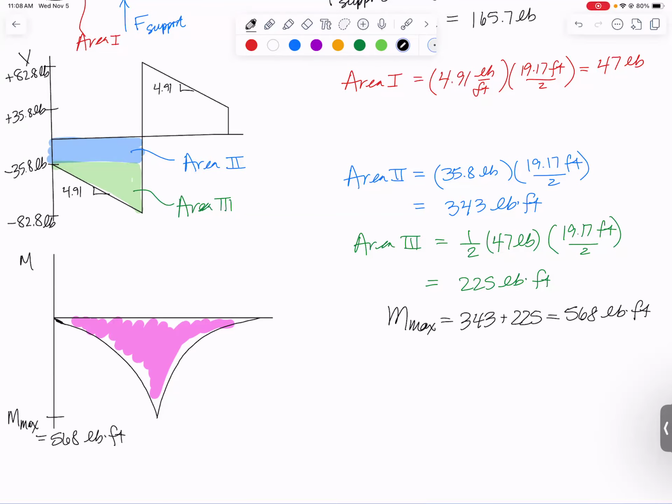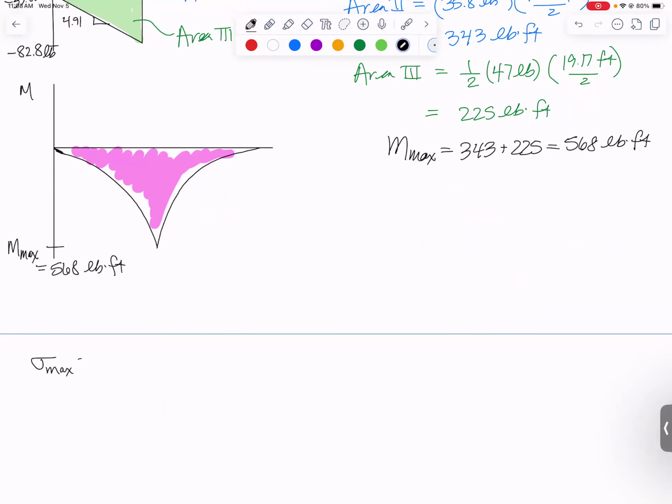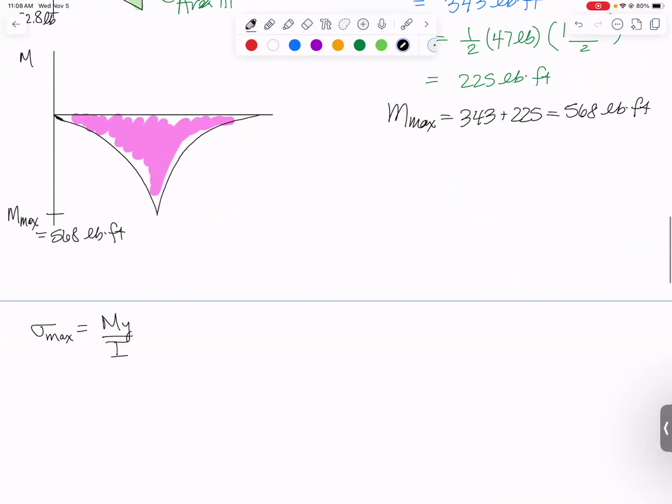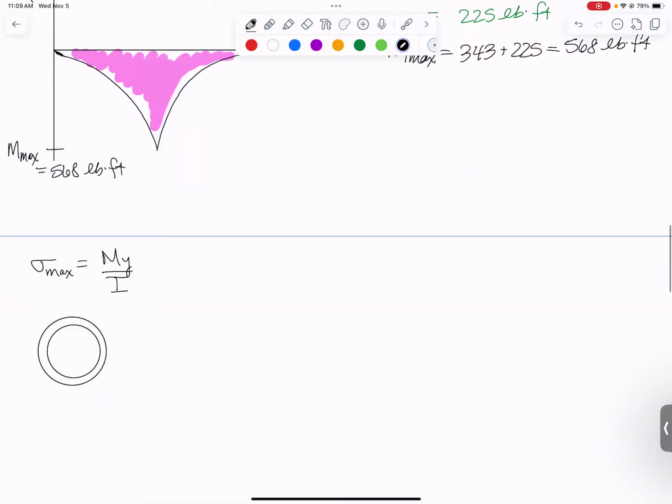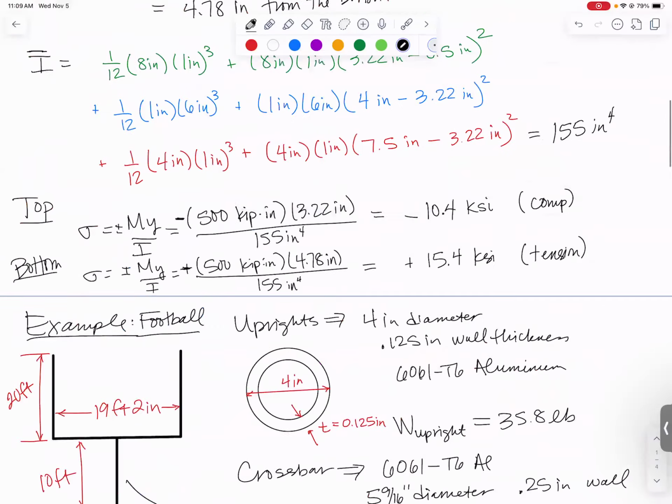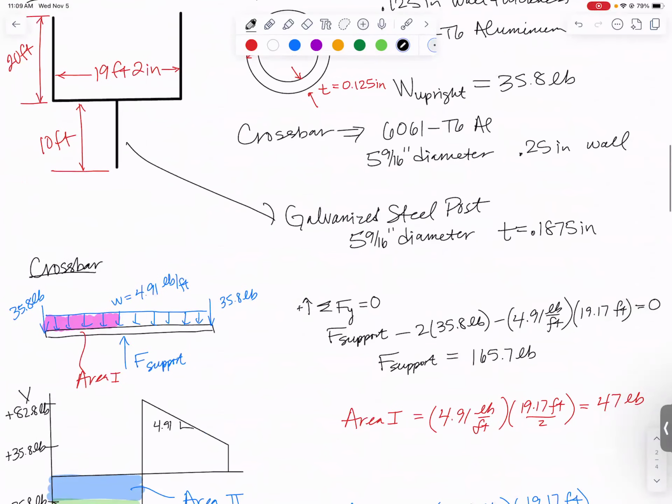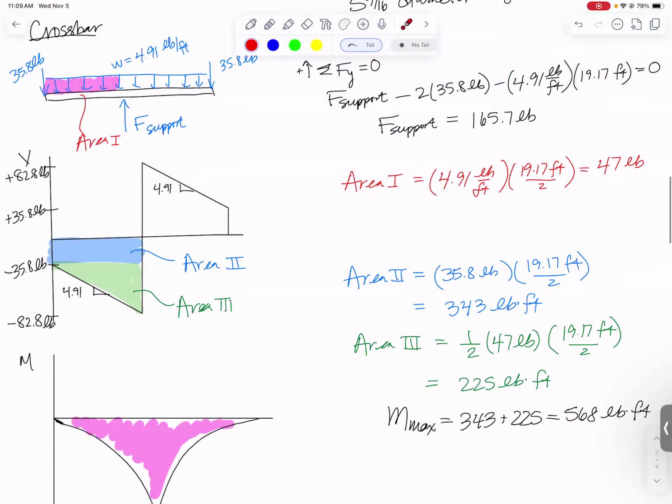Now we can use our bending stress equation. Our max stress is going to be My over I. Well, what was our cross section? Cross section was a circle with a hole in the middle of it. Moment of inertia of a circle in general is pi over 4 radius to the fourth. So the moment of inertia for this, outer circle minus inner circle, so pi over 4. What is the radius of the outer circle? This is the crossbar. It has a 5 9/16 inch diameter, so you've got to divide that in half.